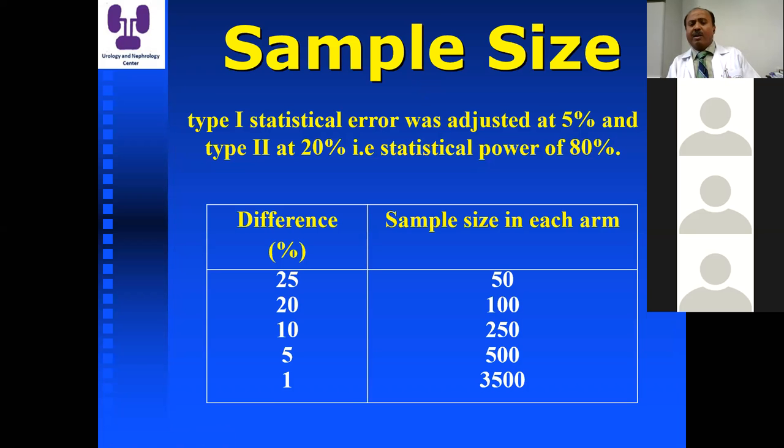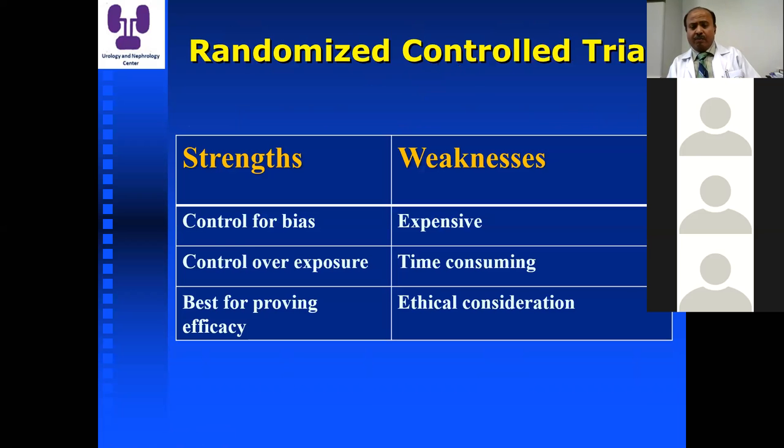This is how we calculate sample size, but I'm not going to bother you with this point. Just know the power of the study depends upon the number of patients included. As we mentioned in observational studies, what are the strengths and weaknesses of a randomized control study? Nadine, just read. As for randomized controlled trials, the strength of such research is the control for bias. What type of bias is avoided? Selection bias. And if it is done with masking and double blind, performance bias and nocebo are avoided. Control over exposure. It is the best study to prove drug efficacy.